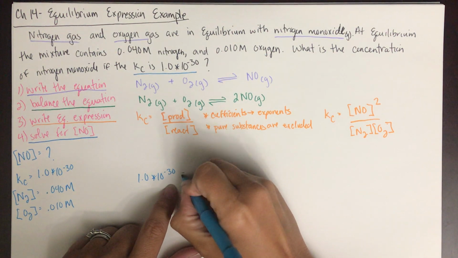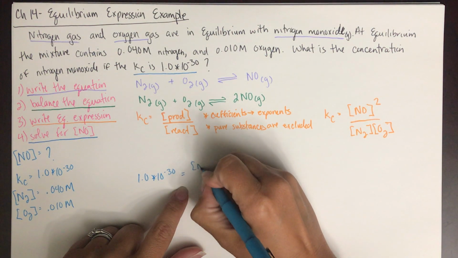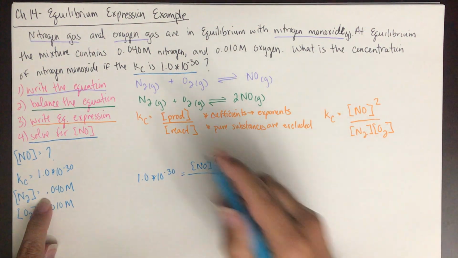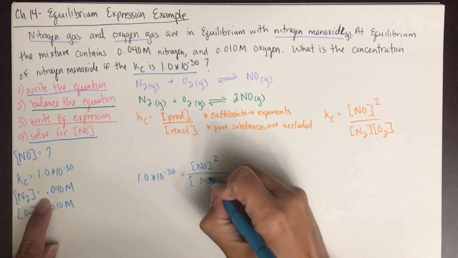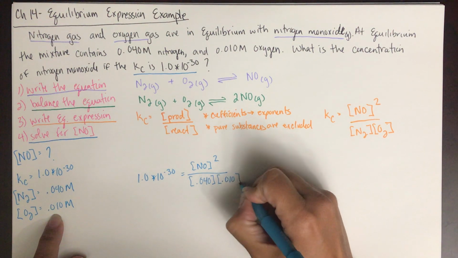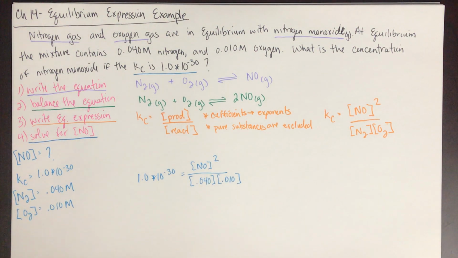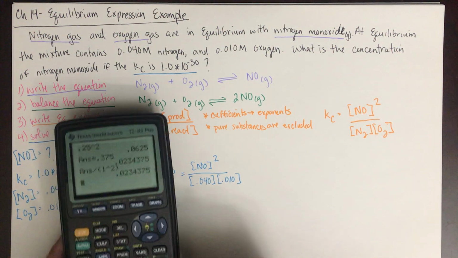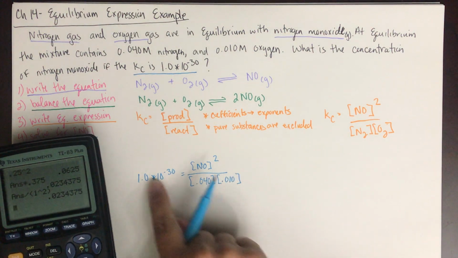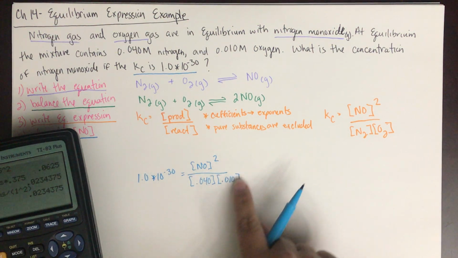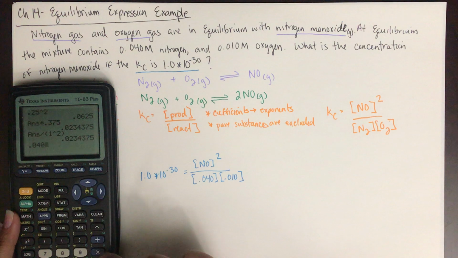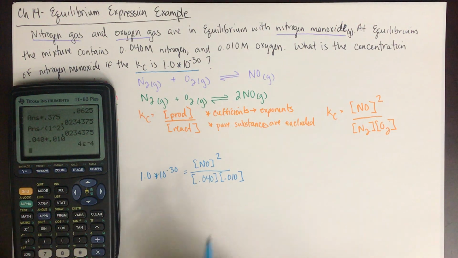Okay, so Kc equals the concentration of nitrogen monoxide, which is what I'm solving for, squared over the concentration of nitrogen, 0.040, times the concentration of oxygen, 0.010, and now we're just going to solve for nitrogen monoxide. So I'm going to say 0.040 times 0.010. I'm going to multiply this side to get rid of these on the bottom. 0.040 times 0.010 is 4 times 10 to the negative 4th.